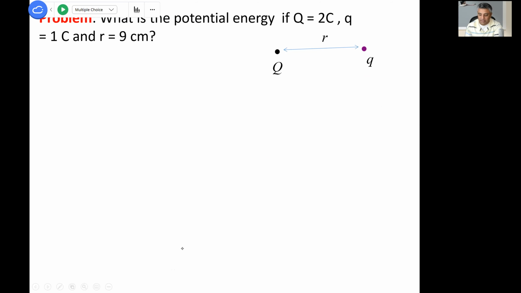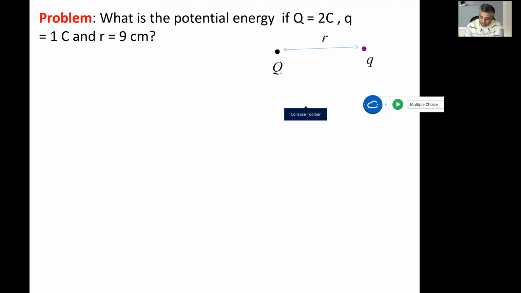So now let's take a look at this problem and how we can use it. When we were talking about force and field, remember, they being vectors, we had to draw the arrows and then add them correctly using the vector addition method. But potential energy is a scalar. We don't need to draw those arrows. Just write the number with the sign. That's it.